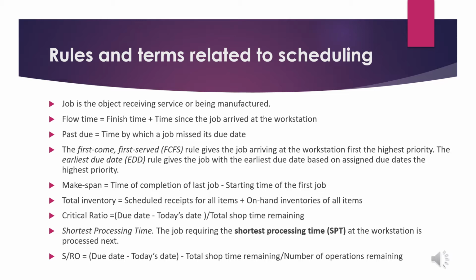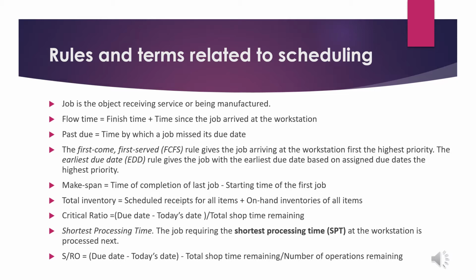The next thing that we need to understand is called the critical ratio or the CR. Critical ratio is calculated by dividing the time remaining until a job's due date by the total shop time remaining for the job, which is defined as the setup, processing, move and expected waiting times of all the remaining operations, including the operation which is being scheduled.